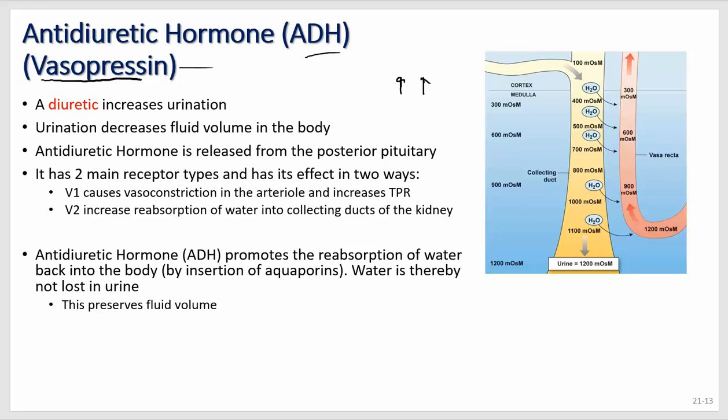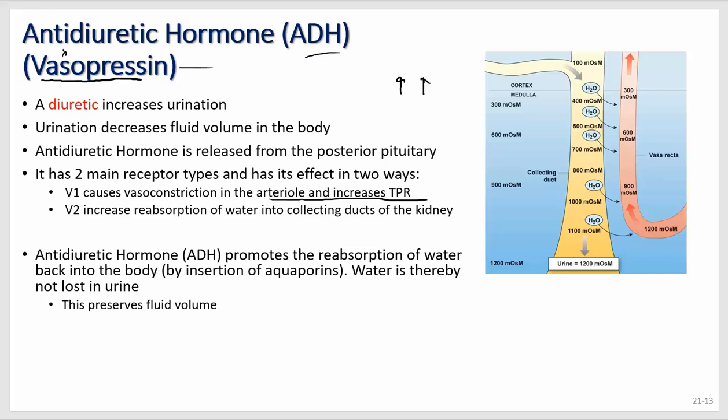Antidiuretic, okay, it's going to cause us to urinate less. Vasopressin, it's going to cause vaso meaning vessel, pressure. It's going to increase pressure in the vessels, which means it causes vasoconstriction. And that checks out. It has two main receptor types, so it has its effect in two ways. V1, vasopressor receptor 1, causes vasoconstriction in the arterioles and increases TPR, total peripheral resistance.